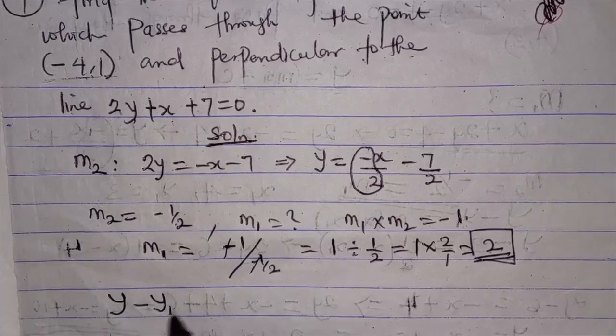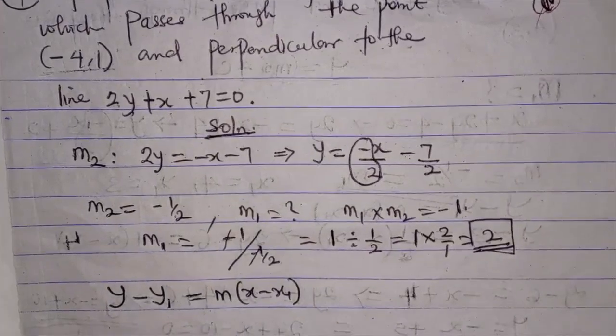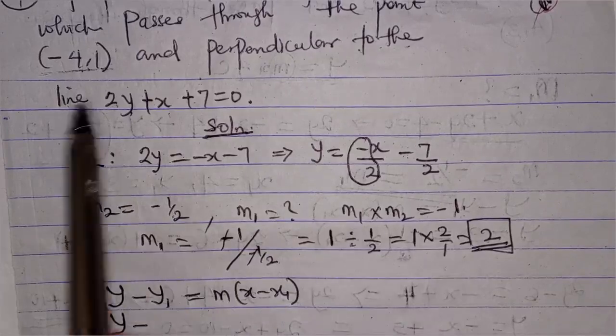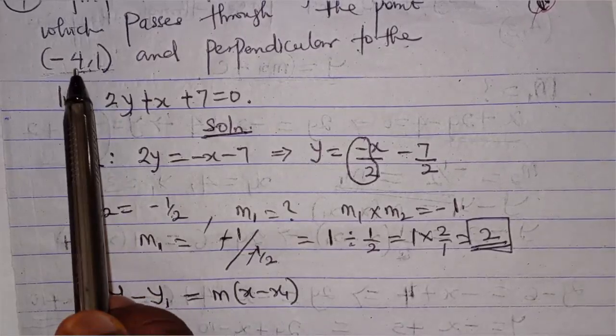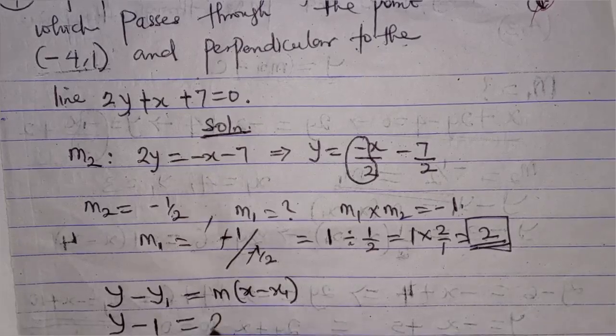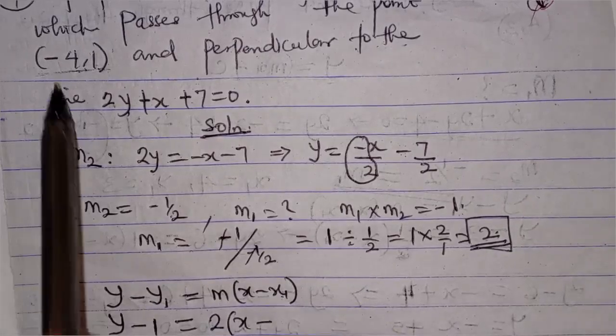y minus y1 equal to m into x minus x1. So this is y minus y1, this is y1 and this is x1. y1 is 1, m is 2, the gradient of the line, x1 is minus 4.